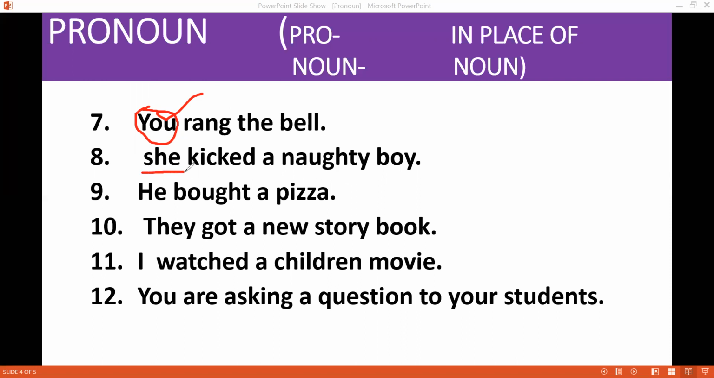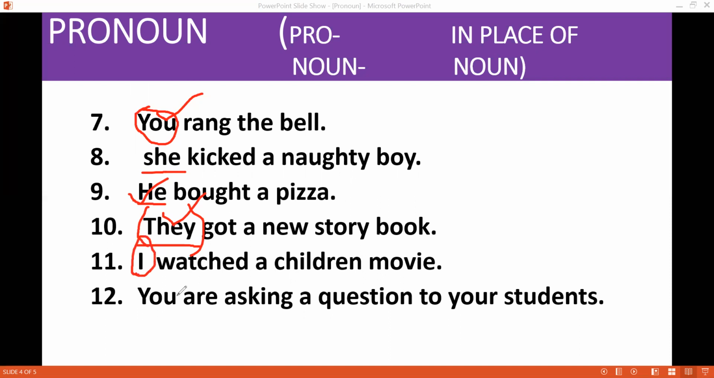She kicked a naughty boy. She replaces the name, so she is a pronoun. He bought a pizza. He replaces a name, so this word is a pronoun because this has been used in place of a noun. They got a new story book. Instead of using two or three names, we use this, they, to replace these names, and the words replacing the nouns are called pronouns.